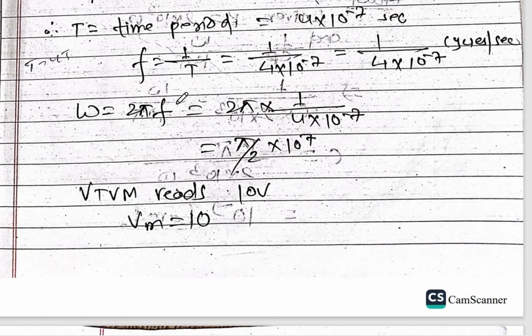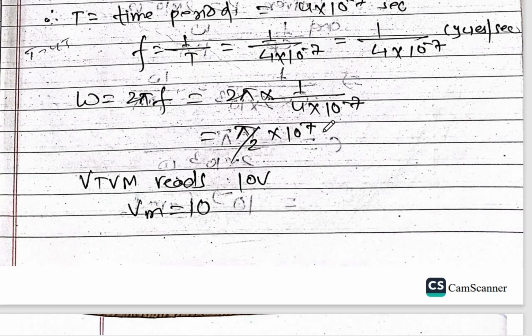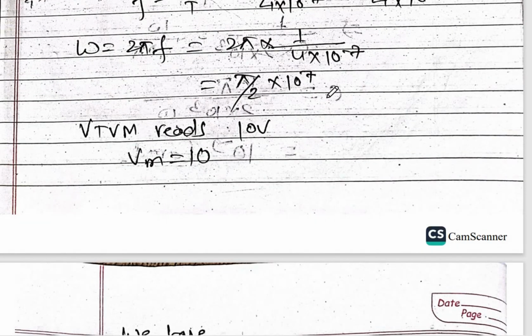pi f, and we can write f as 1 by T. The formula is f equals 1 by T, so 2 pi into 1 upon T. 1 upon T we have already found, or we can say the frequency we have already found is 1 upon 4 into 10 to the power minus 7, so omega is pi by 2 into 10 to the power 7.